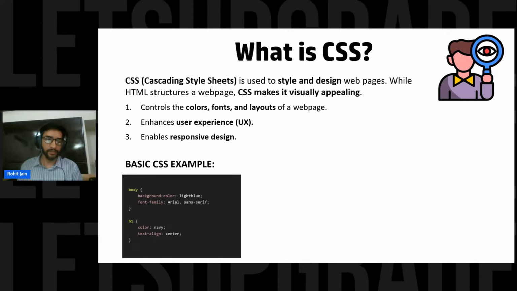If HTML puts up the basic structure, what does CSS do? CSS is used to style that content, to make that content visually appealing, to make that content beautiful, so to say. CSS controls the font sizes, the layouts, the spacing, the colors, the background colors, and so much more. It also covers the animations that you see on the screen, the transitions, right?